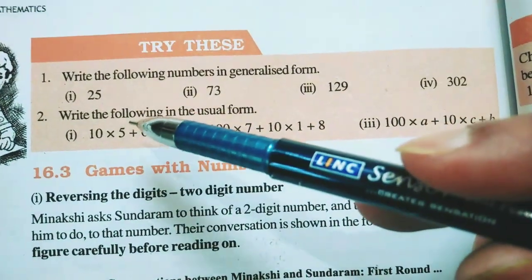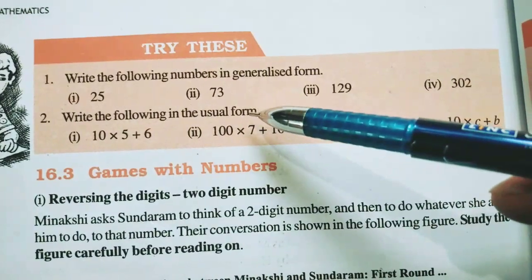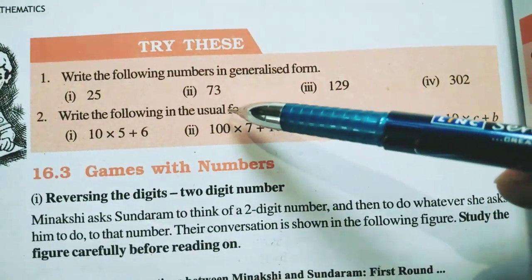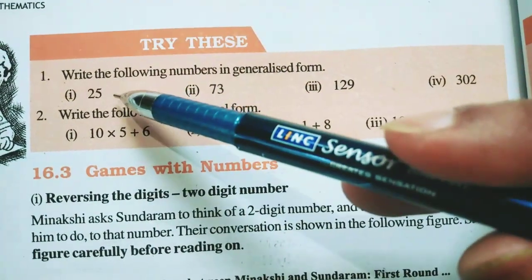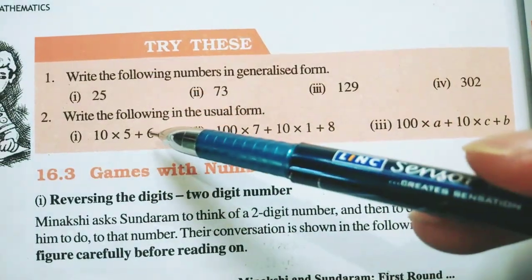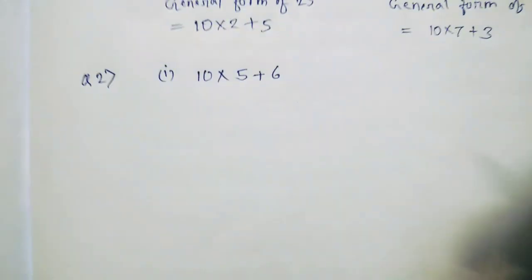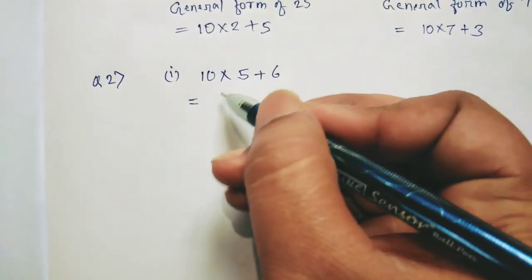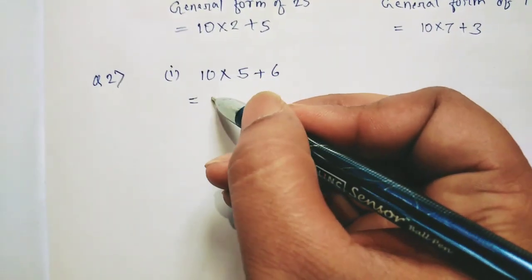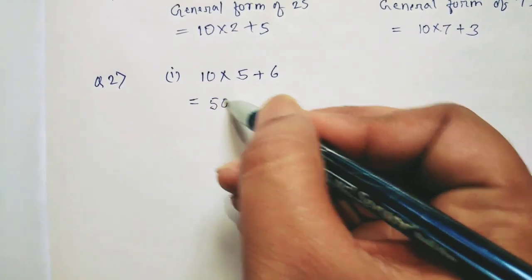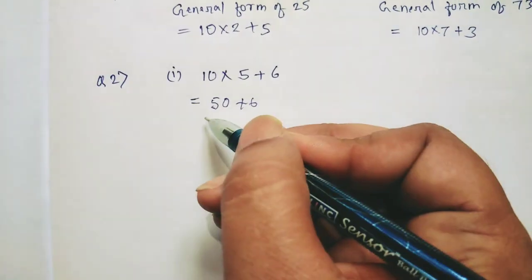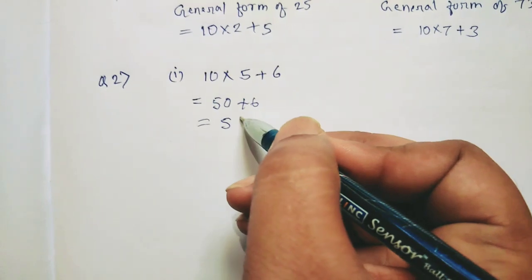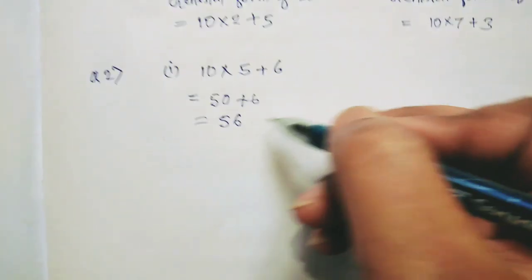Now the next question. Write the following in usual form. Usual form means the usual way, like 25. So you have to combine these numbers. Okay, let's see. This can be written as 10 into 5 plus 6. That means now you have to multiply. 10 into 5 is 50 plus 6. And 50 plus 6 is 56. So in this way you have to write in usual form.